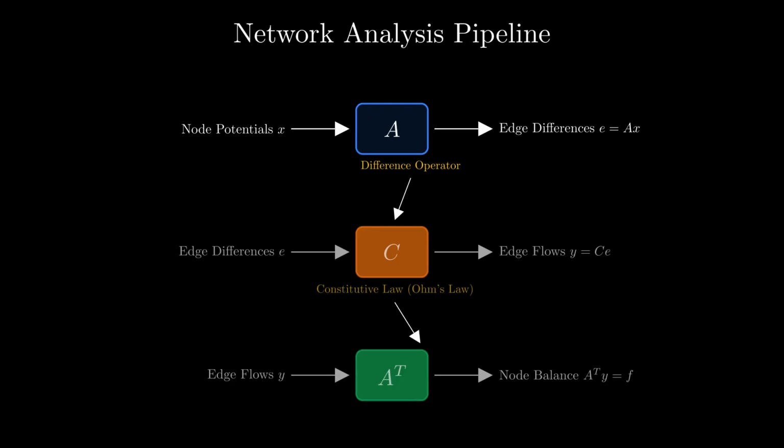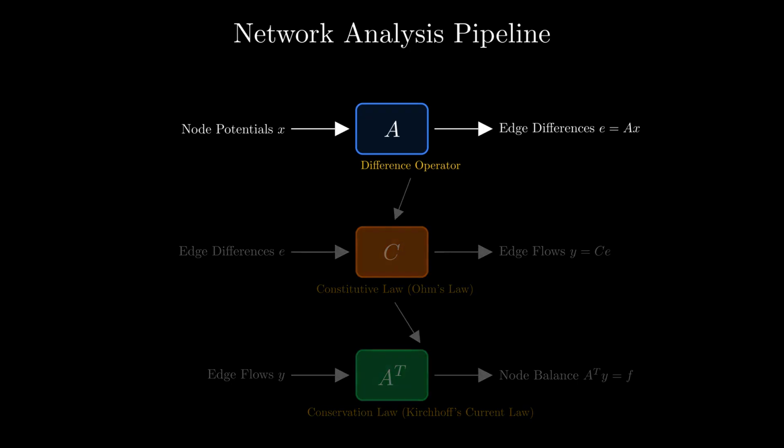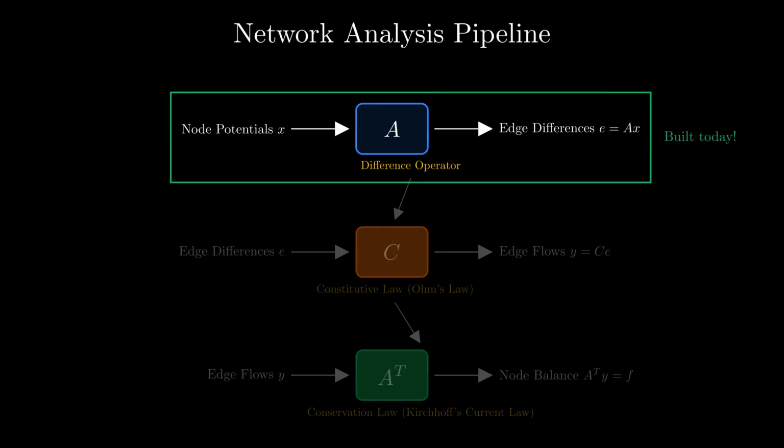Stage 3, we multiply by A transpose to enforce conservation at each node. A transpose times Y equals F. This is Kirchhoff's current law, which says the total flow in and out of every node must balance. So the full pipeline is difference operator, then constitutive law, then conservation law. Today's video builds stage 1. We constructed the incidence matrix A and understood how it computes edge differences. The rest of the pipeline follows the same linear algebra framework.